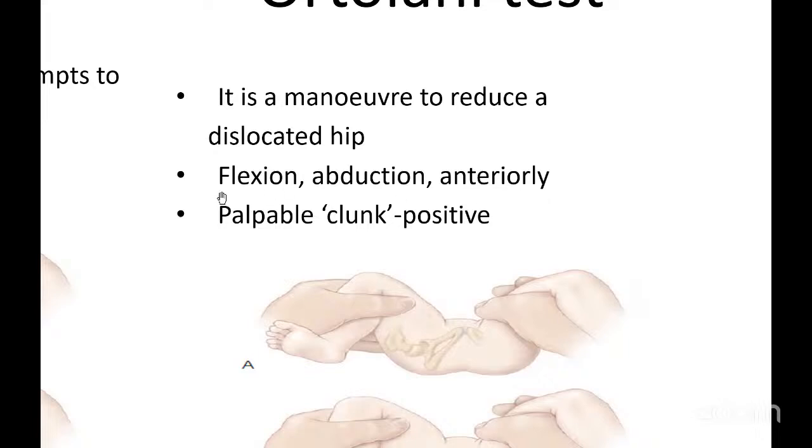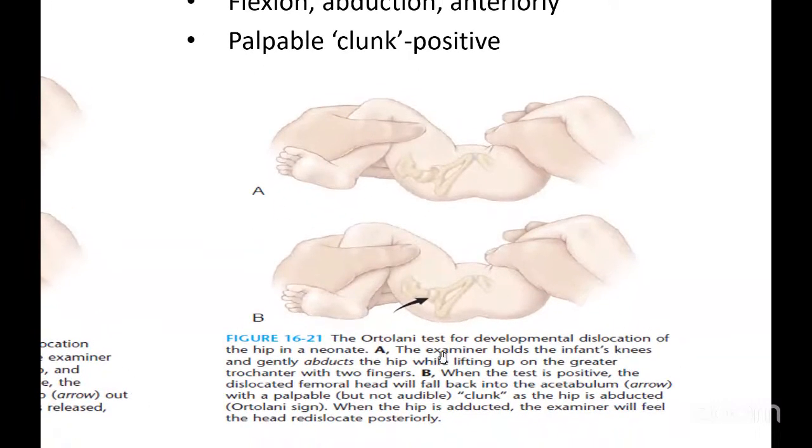Here the movements we do are flexion, abduction and anterior thrust. It can again be a palpable clunk. Here in the exam we hold both the infant's knees and we stabilize the pelvis or the trochanter of the femur with fingers. Our ring finger and little finger will support the trochanter and the thumb will be along the medial aspect. So we do the opposite movement.